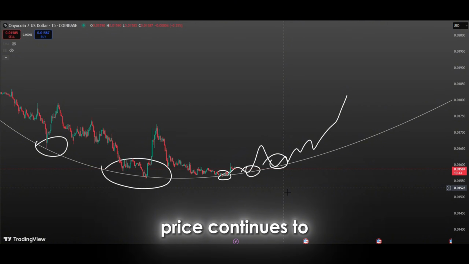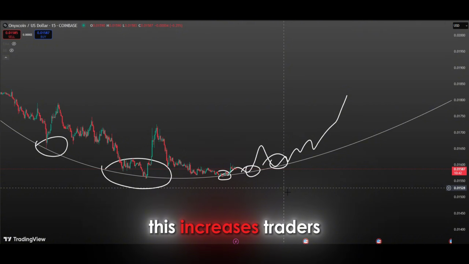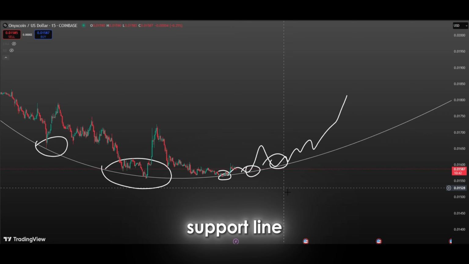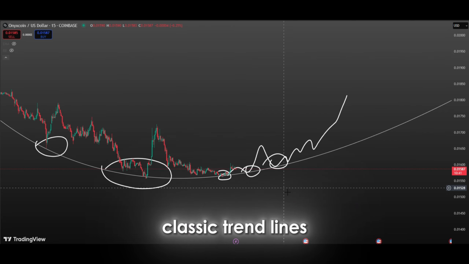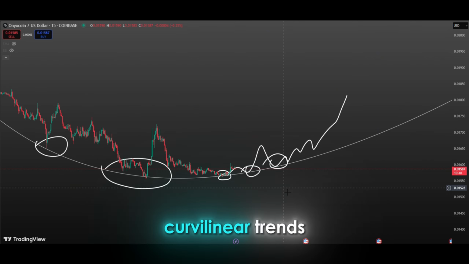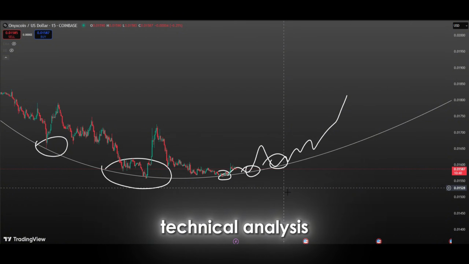If the price continues to move on this curve, this structure also supports the rising lows pattern on the chart. Rising lows are one of the strongest signs of a healthy uptrend in technical analysis. This increases traders' positive expectations. In addition, this type of curvilinear support line covers a wider price range than classic trend lines and is therefore considered a healthier technical structure. Whereas straight trend lines usually only intersect the price at certain points, curvilinear trends better adapt to the fluctuating nature of the price and create a more realistic support area. This provides a stronger basis for technical analysis.